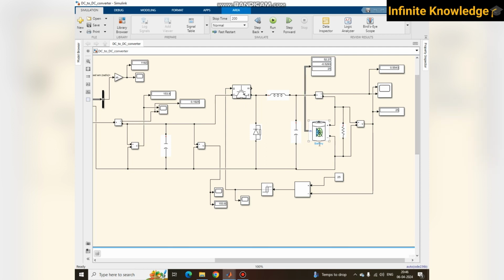This battery is initially 50% charged, and according to our supply voltage level it gets charged and discharged. This second line is the battery current. If it is negative, that means my battery is charging. If it is positive, that means my battery is discharging through this resistor.